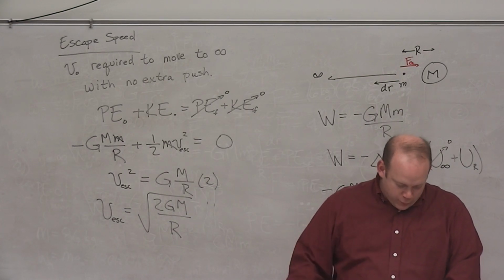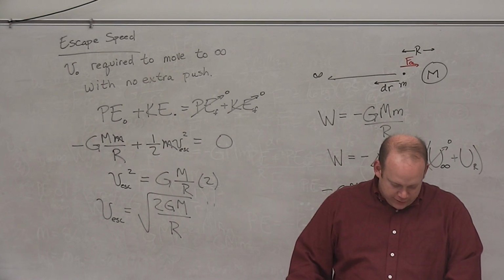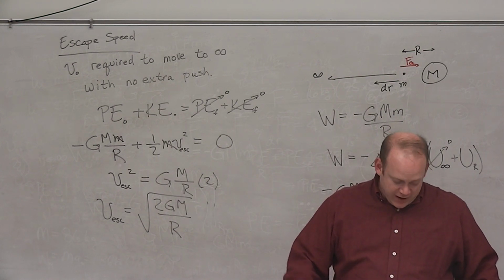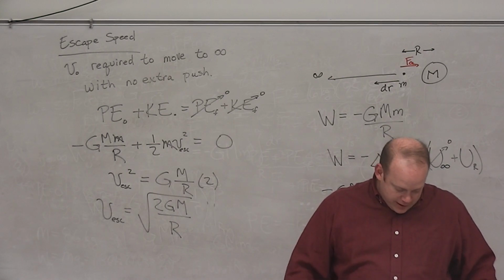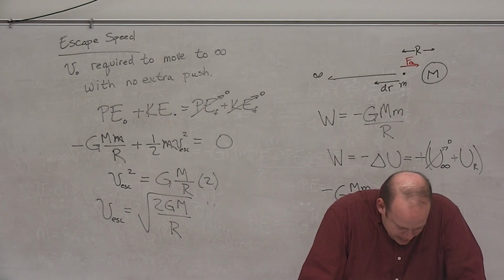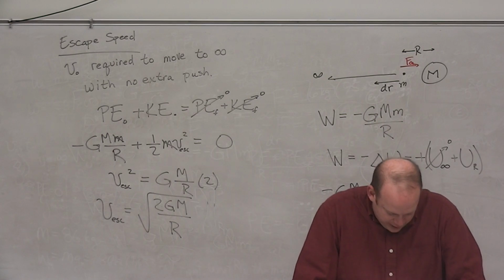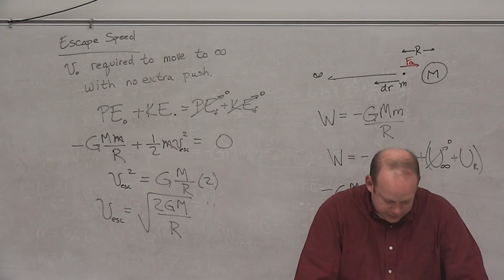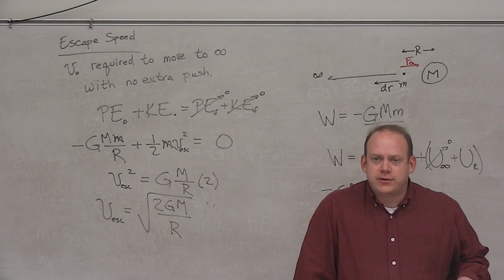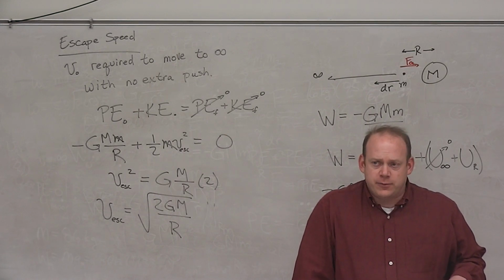Our moon's escape velocity is 2.38 kilometers per second. Earth is 11.2 kilometers per second. The sun is 618 kilometers per second, from the surface of the sun. From Sirius B, which is a white dwarf, it is 5,200 kilometers per second. If you're talking about a neutron star, which is the collapsed core of a star after a supernova, it is 2 times 10 to the fifth, so 200,000 kilometers per second.